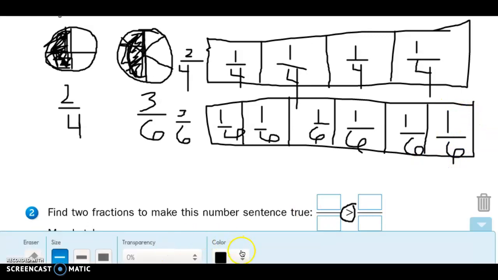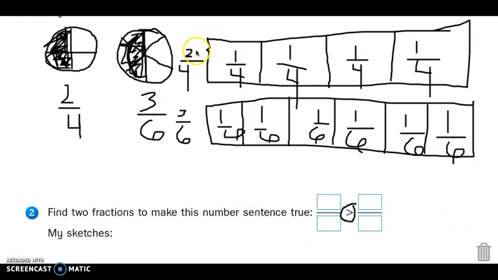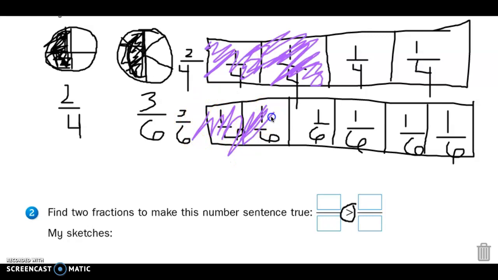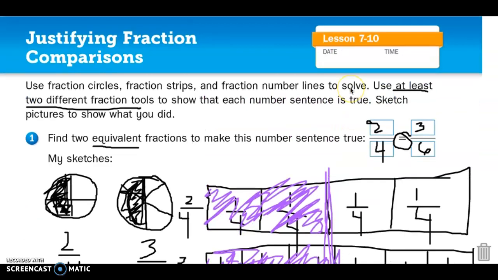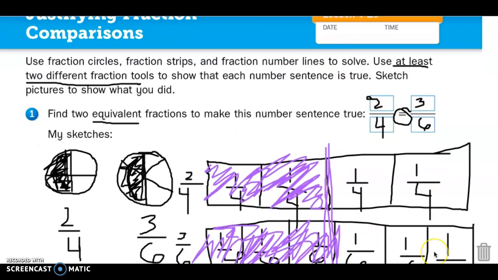Now we need to shade them in to justify our answer and see that they are indeed equivalent to each other. Let's see. Need to color in 2 of them. 1, 2, fabulous. And now I need to color in 3 parts. 1, 2, 3. There we go. Look at that. They are equal. That's wonderful. I just justified that these are equal to each other by showing you another way.